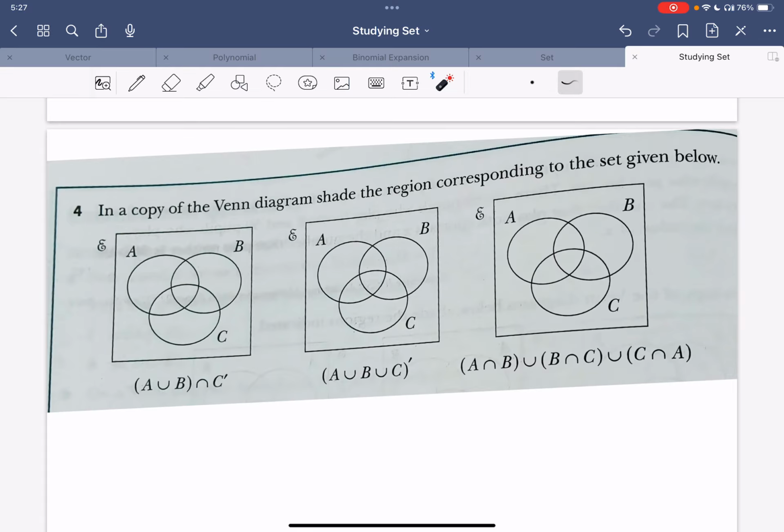Okay, the last one I've chosen for you guys is this one, in a copy of the Venn diagram. It's still drawing Venn diagrams, but the set notations get more complex and more complicated. Okay, so that's all for today's topic. We went through sets and set notations as well as intervals.